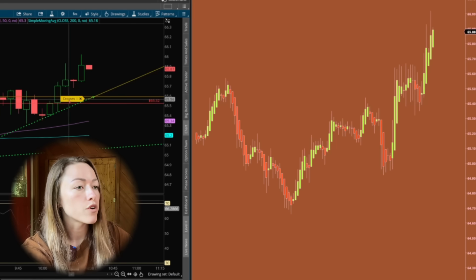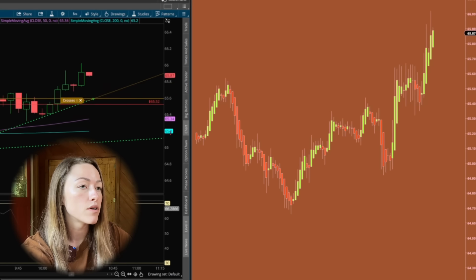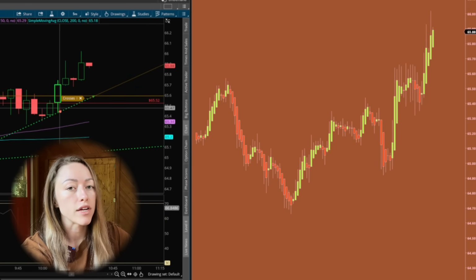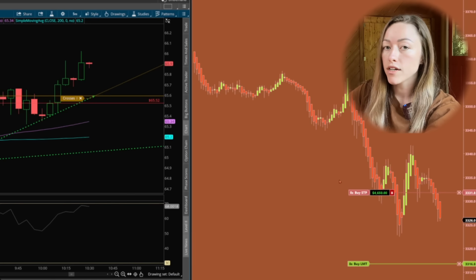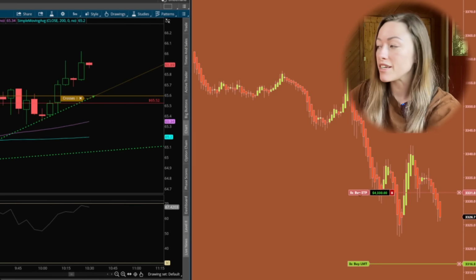But I will look for a re-entry if we start to break back below like 65.60. Because again, I really wanted this level to hit. So I'm just going to keep watching for shorts if we break. But there is no reason, again, to fight the trend. Took that loss, moved on, and now we're killing it on gold. So that's another really good tip.